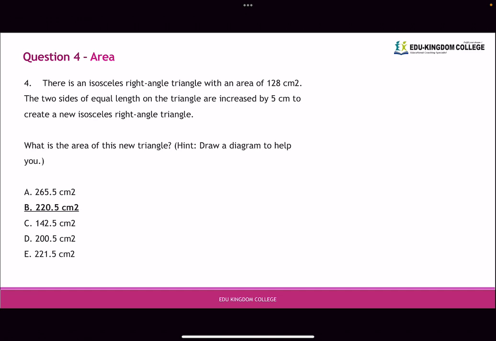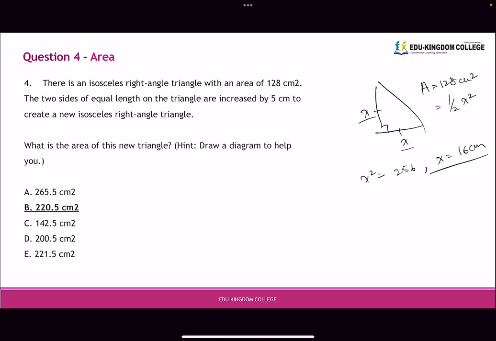Now we have an isosceles triangle that's also a right angle triangle. The area is 128 centimeters squared. Area is half times base times height, or x times x in this instance, so half x squared, and half x squared equals 128. So x squared equals 256, which must mean that x equals 16 centimeters.